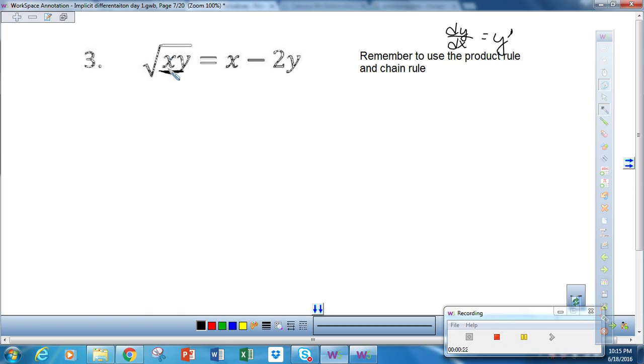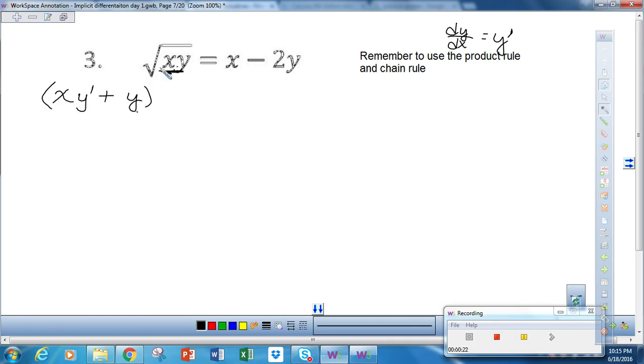So the first thing I have to do is take the derivative of this inner function. And to take the derivative of this inner function, I have to use product rule. So the derivative of x times y using product rule is we keep x the same and we take the derivative of y, which is y prime, plus we keep y the same and we take the derivative of x, which is 1. So that is the derivative of that inner function. We had to use the product rule.